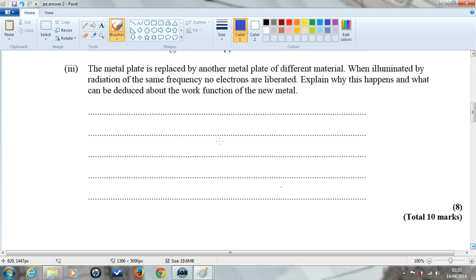And finally, this time we replace it with another metal plate of a different material. It's illuminated by radiation of the same frequency, but this time no electrons are released. Why does this happen, and what can we deduce about the work function of the new material? Well, we can see instantly that electrons do not have enough energy to escape the surface of the metal.